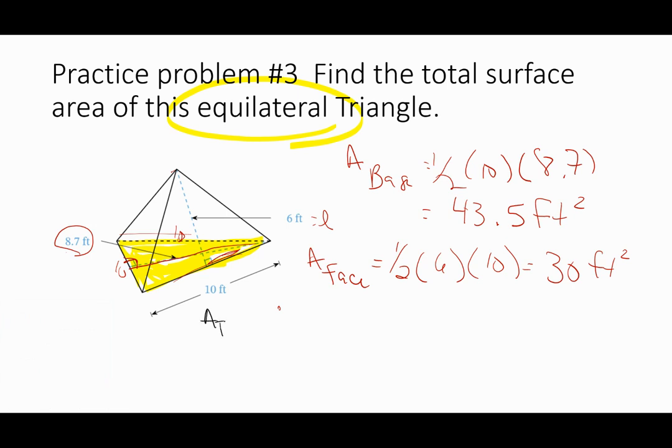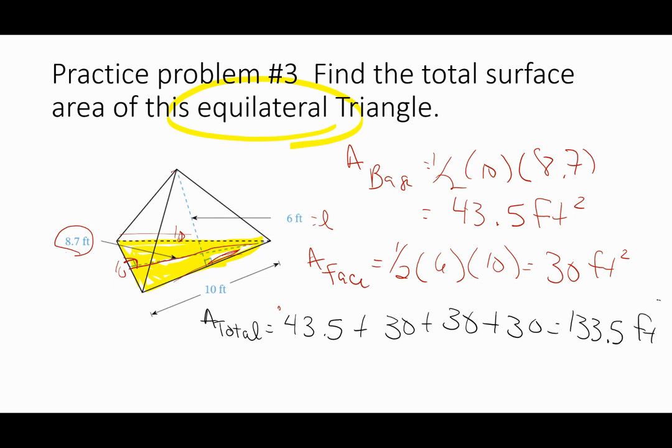The area total is equal to the base, 43.5, plus the side that's on the right, which is 30, plus the side that's in the back, which is 30, plus the side that's on the left, which is 30. And that gives us 90 plus 43.5, which gives us 133.5 feet squared.